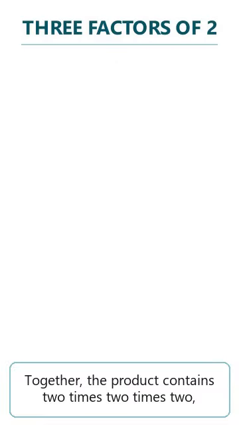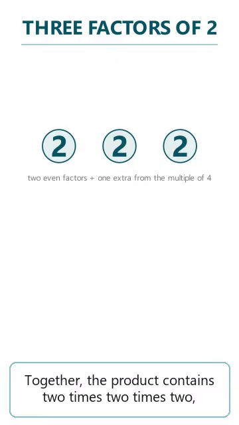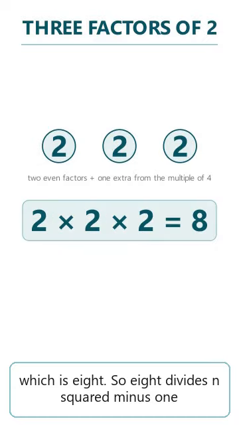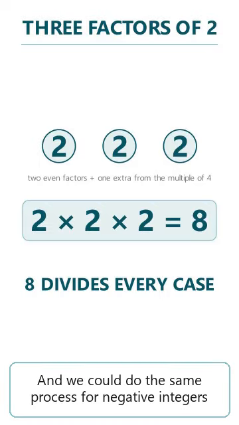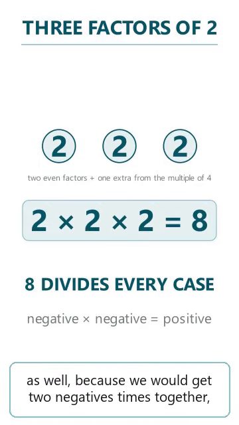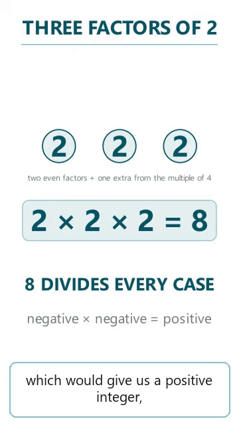Together, the product contains 2 times 2 times 2, which is 8. So 8 divides n squared minus 1 for every odd integer n. And we could do the same process for negative integers as well, because we would get two negatives multiplied together, which would give us a positive integer.